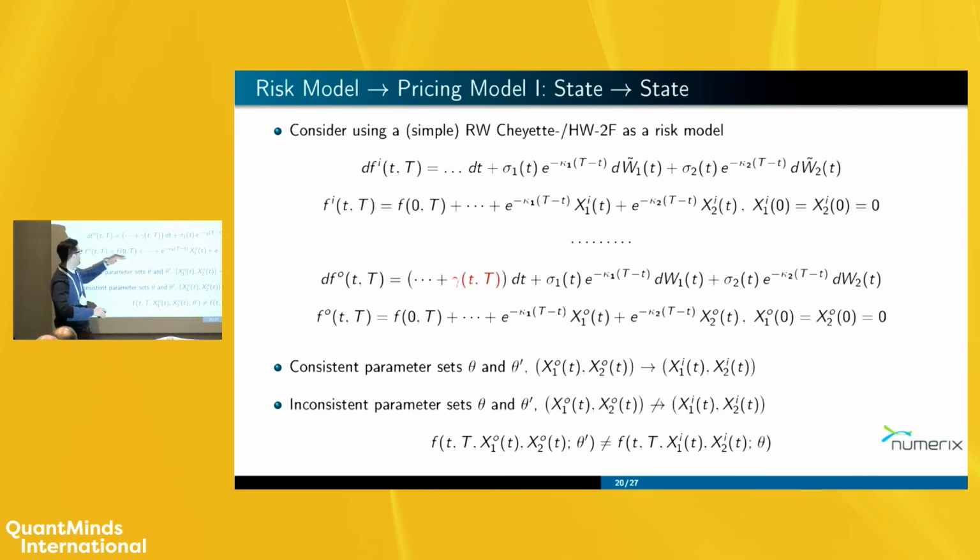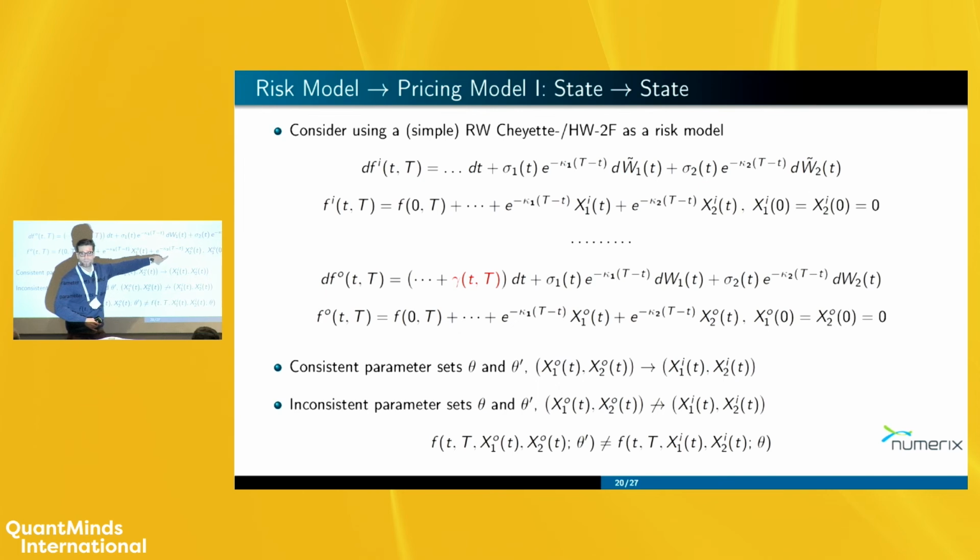It's standard. Your forward is equal to the initial forward plus the states. You can see those two formulas are exactly the same. The parameters are exactly the same. The convexity is going to be exactly the same. If you take the two states of your physical measure model down here and you stick them into the pricing measure forward equation, you're going to get exactly the same forwards, okay?